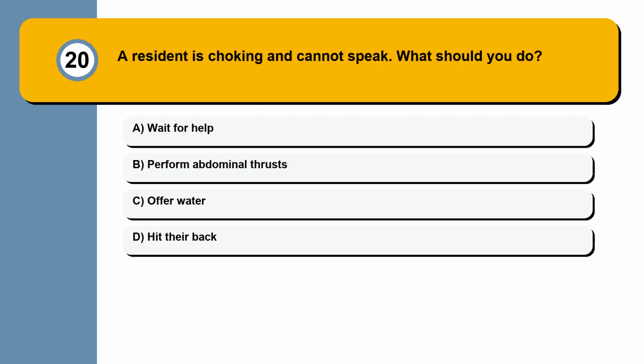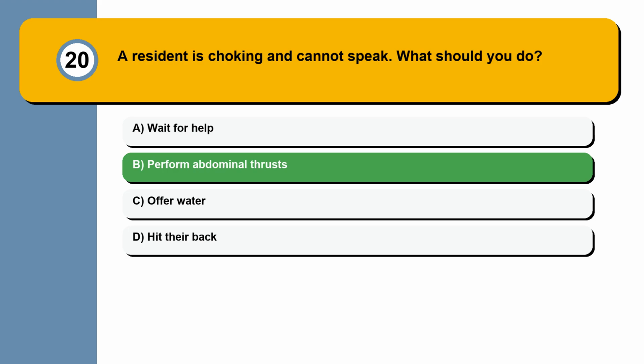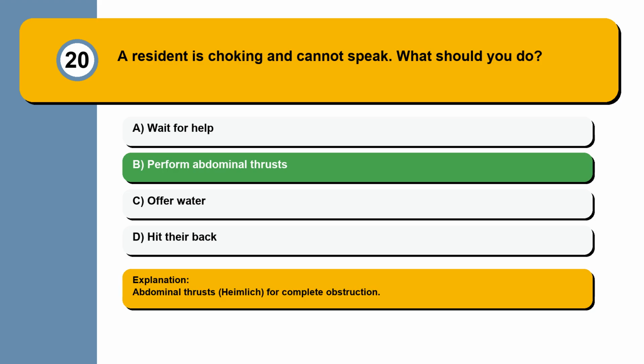Question 20. A resident is choking and cannot speak. What should you do? Wait for help. Perform abdominal thrusts. Offer water. Hit their back. Abdominal thrusts, the Heimlich, for complete obstruction.